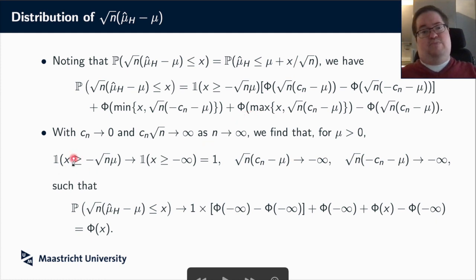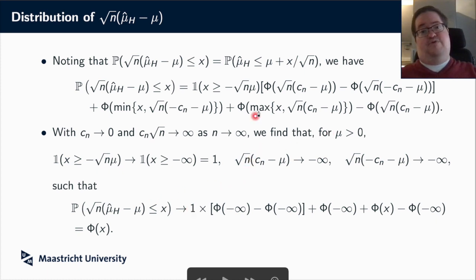First of all, the indicator function that says x should be bigger or equal than minus square root n over mu. If mu is larger than 0, then obviously this right part goes to minus infinity. X being larger than minus infinity is of course true, so this will just converge to 1. We also know that this quantity will converge to minus infinity, because again the mu is going to dominate the Cn. And the quantity here, where we have two minus signs, will go to minus infinity. Those we can then plug into all these terms.